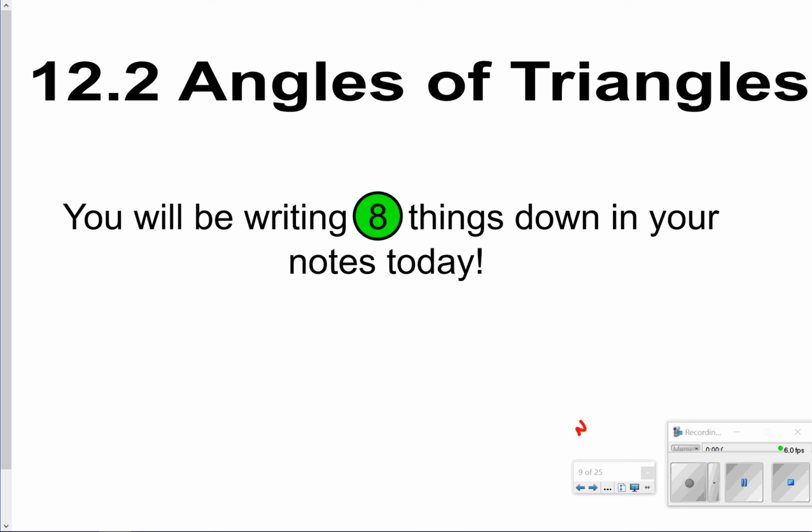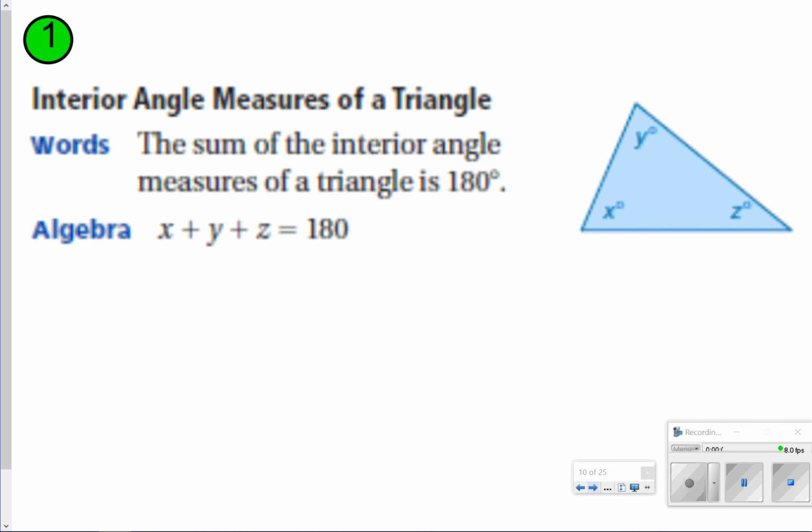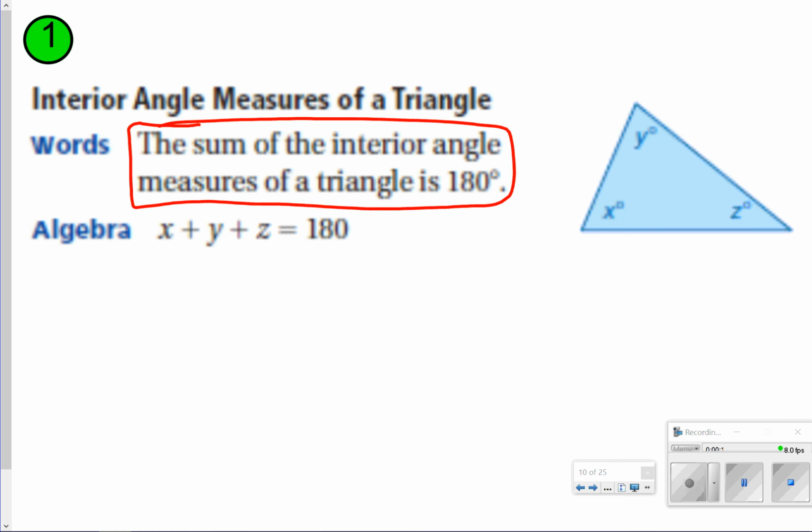Today we're looking at lesson 12.2, Angles of Triangles. We're going to be talking about 8 things to go in your notes today, so let's go ahead and get started. The first thing is a review. What you need to remember is that whenever you add up all the angles on the inside of a triangle, they all add up to 180 degrees.